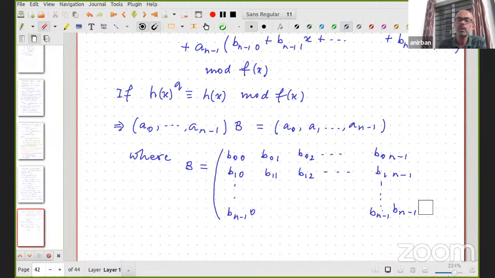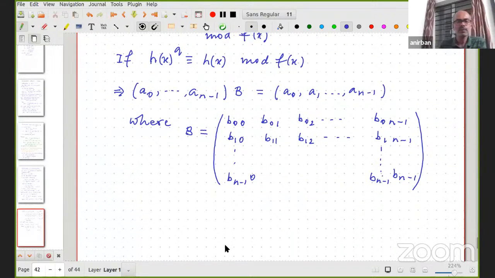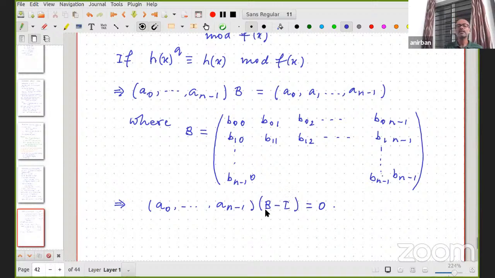So what we now have to do to find an f reducing polynomial is to solve this system of linear equations. And what is this system? I can just take the identity matrix, subtract it from B, then this vector is an element of the null space. So this B minus I times the vector is 0. So we are simply looking at the null space of this matrix. So that is what we have.